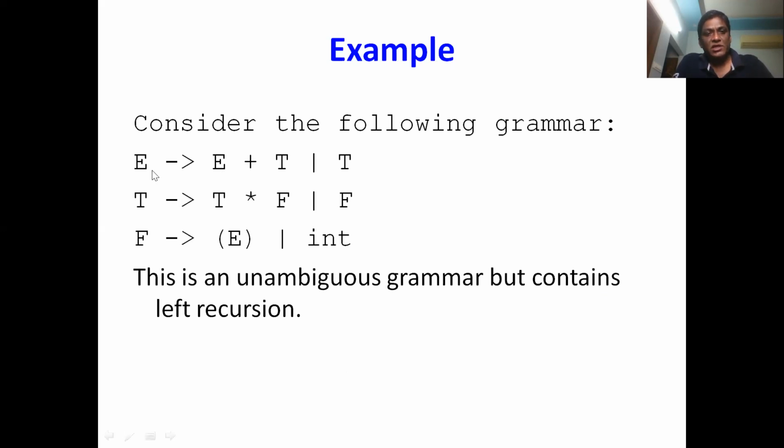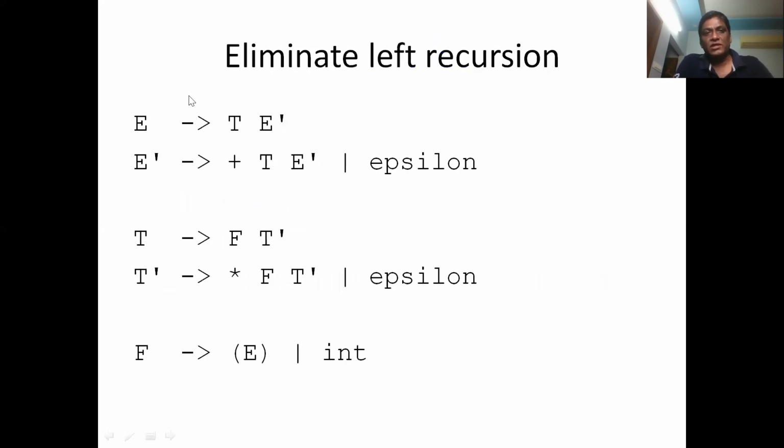If you look at the LHS variable and the first variable on the right hand side, it has left recursion. So the grammar should not contain left recursion. This statement contains left recursion, and this statement also contains left recursion, whereas this statement does not contain any left recursion. So these two productions must be converted properly. We all know how to eliminate the left recursion.